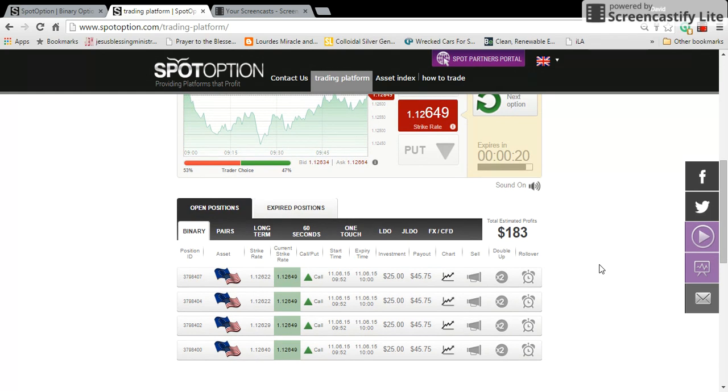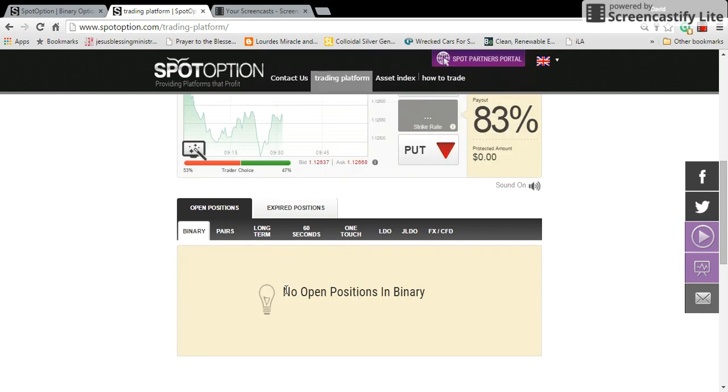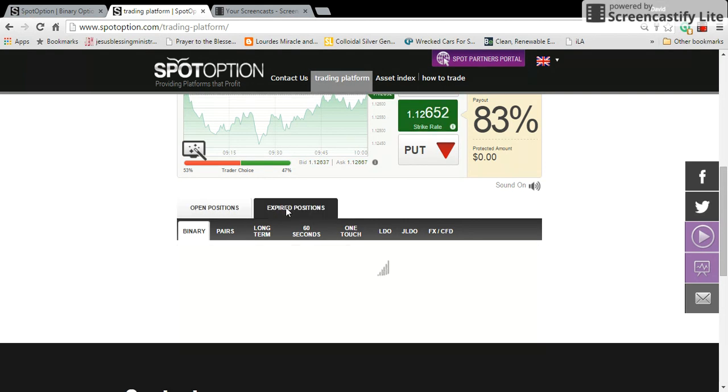Keep in mind that Trader Choice is showing 53% say the market's going to go down. So more people are betting that the market's going to go down right now. But because I used the various trading tools that come with the platform, they all agreed the market was going to go up. So right now I'm in the green. And oh, my options just expired. So I think that means I won.